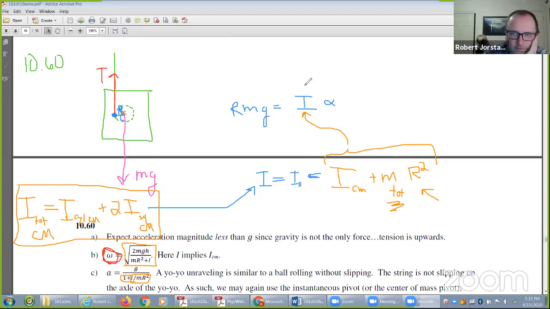And if you're wondering, wait, why isn't there a sine theta? Hopefully you see that there's this right angle here. So the torque about the instantaneous pivot is this. And again, sine of 90 equals 1. If you're wondering, why isn't there a sine theta? There is a sine theta, it's just 1.